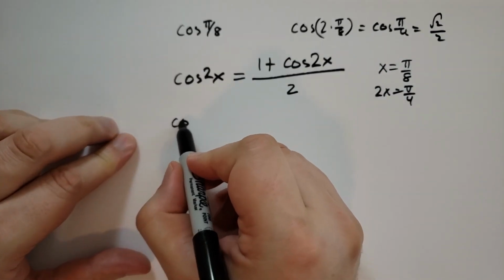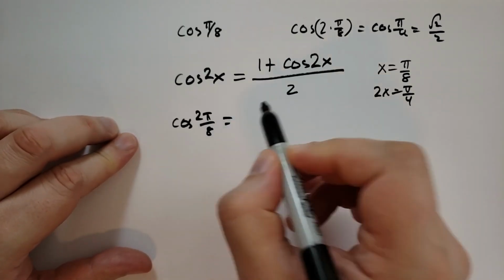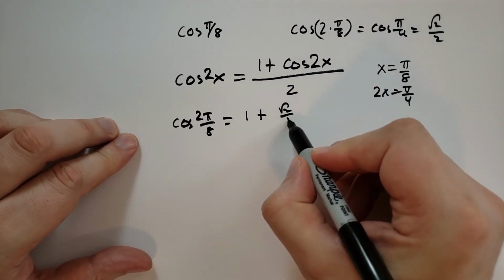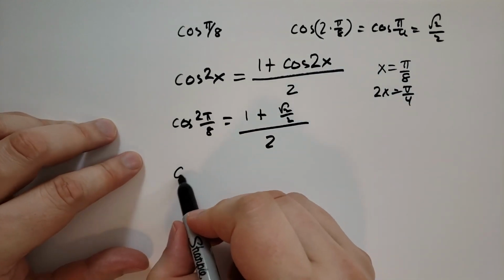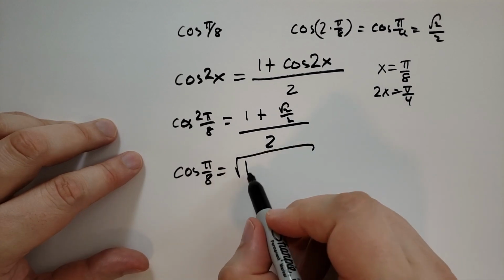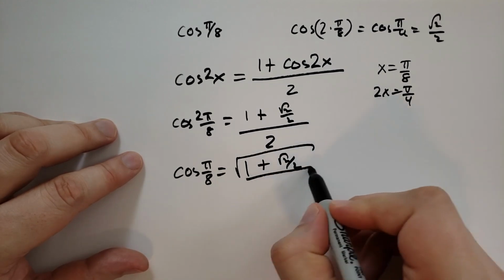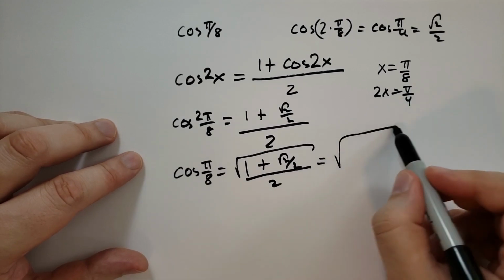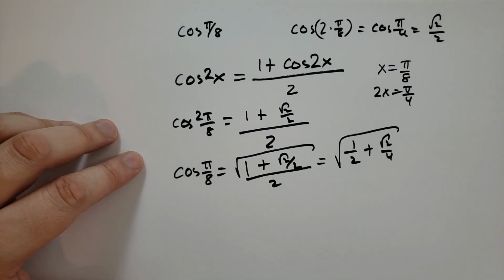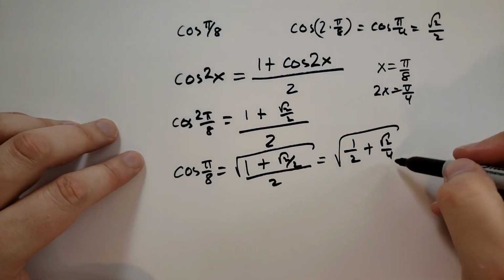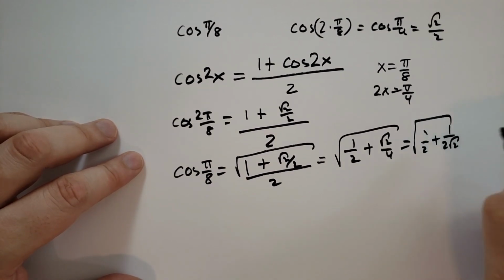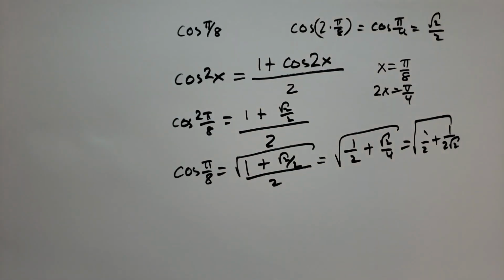So we're going to get cosine squared of pi over 8 is equal to 1 plus cosine of pi over 4, which is root 2 over 2, all over 2. So we take the square root of both sides. This is going to be the square root of 1 plus root 2 over 2, all over 2. Or you can rewrite that as the square root of 1/2 plus root 2 over 4. I think the book uses 1 over 2 root 2. He just multiplies the top and bottom by root 2, and so he gets the square root of 1/2 plus 1 over 2 root 2. Okay, that's cosine of pi over 8.